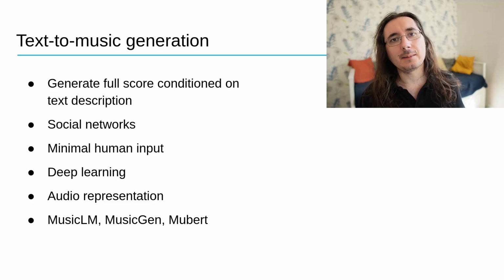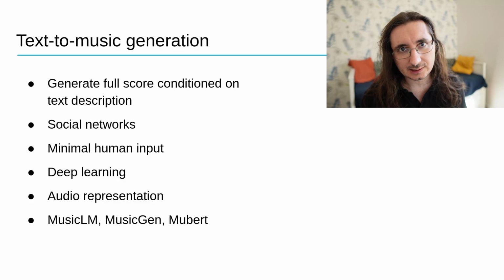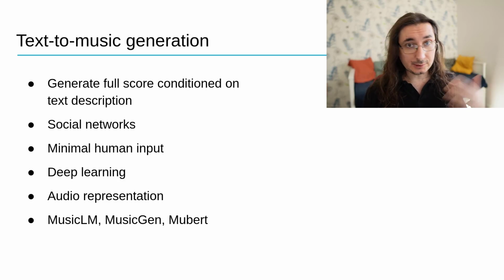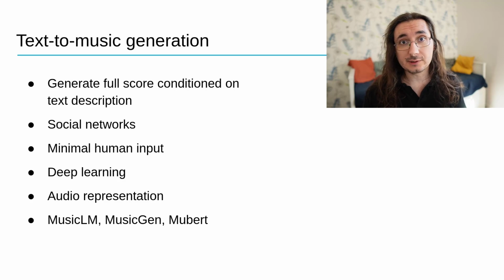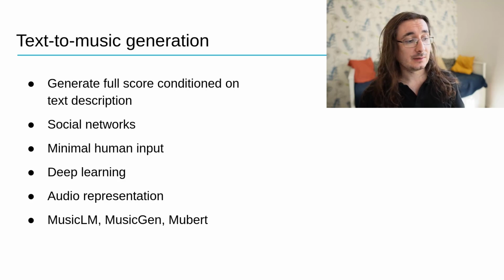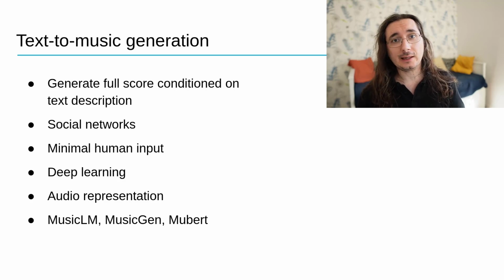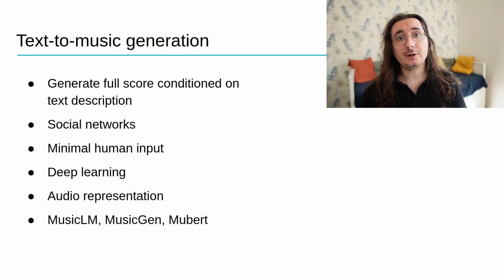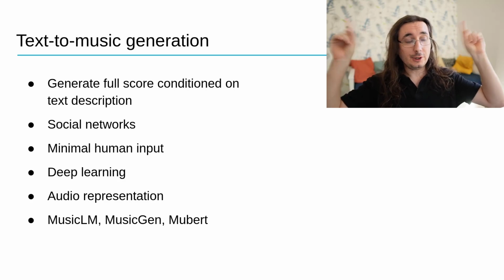There are different examples of text-to-music generative systems. The most relevant ones are MusicLM, MusicGen. I'm going to cover MusicGen in this course. There's also MuBert. And as for MusicLM, as mentioned in a previous video, I've already covered MusicLM in a dedicated video, and I'm going to leave you this video up here.